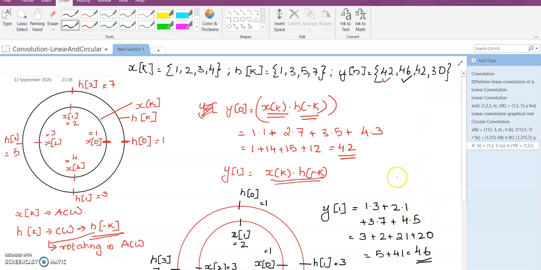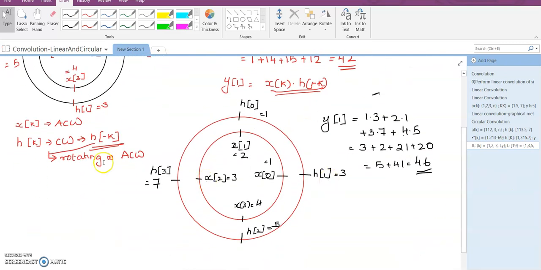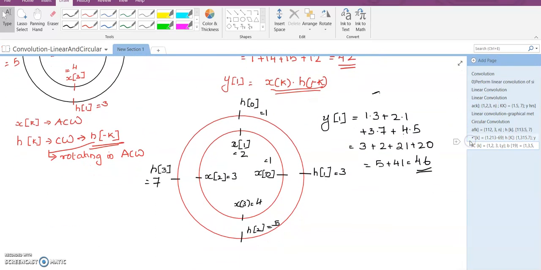So moving ahead, shifting each of these components, we'll be getting the desired outputs. Rotating the outer circle one more time, we get y of 2. Another time we'll be able to compute y of 3, and another time it will return back to the original state that was shown in the first diagram. Hence the output will be cyclic and periodic over the duration of 4, repeating over and over again, and hence this is known as periodic convolution.